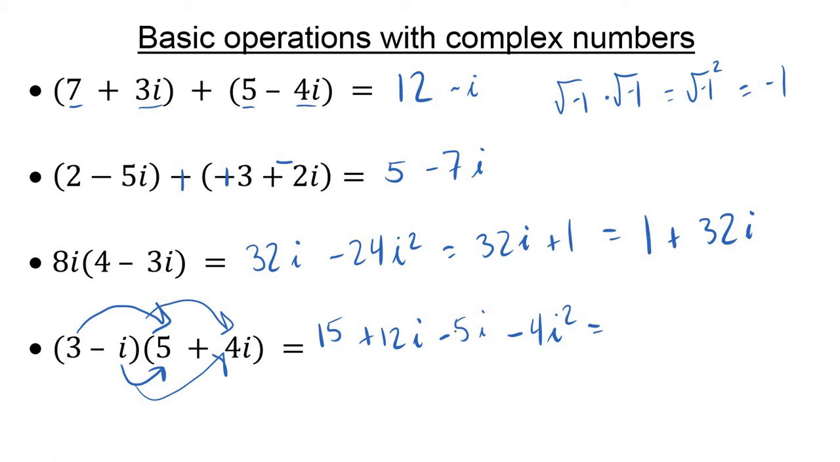Again, let's just clean it up. Now these will combine. And remember, i squared is negative 1. So this actually becomes negative 4 times negative 1. So this is actually plus 4. So 15 plus 4 is 19. 12i minus 5i is plus 7i, right? 12 minus 5, 7. Yeah.